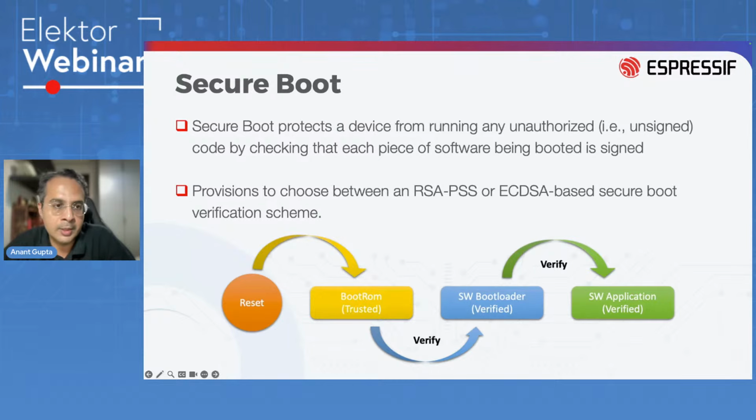So how it works is, when we come out of reset, we boot on the boot ROM, which is of course trusted and cannot be changed. Then the boot ROM will verify the primary bootloader, which will then verify the software application. This two-stage process makes secure boot more efficient as well as easier for changes like an OTA, etc.